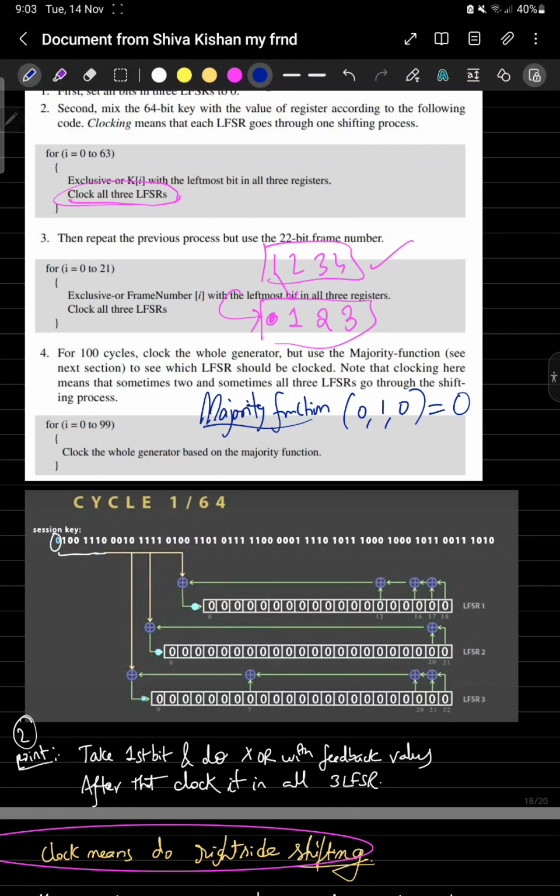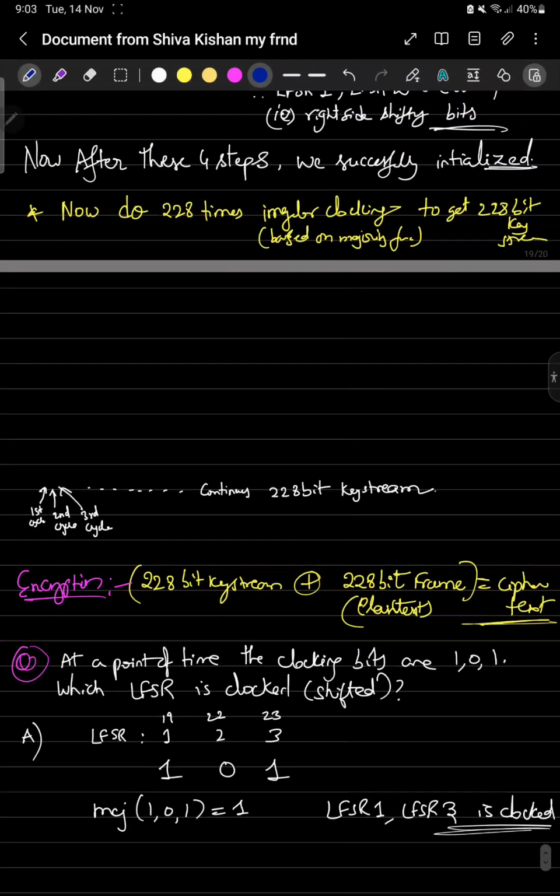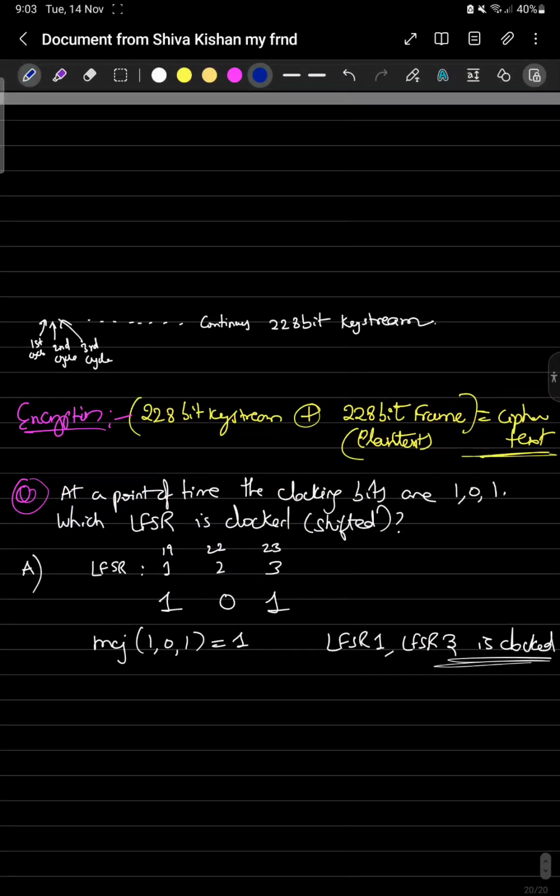What is the majority of 1, 1, 0? 1. What is the majority of 1, 1, 1, 1, 1? 1. What is the majority of 1, 0, 1, 1? 1. Simple, self-explanatory only.